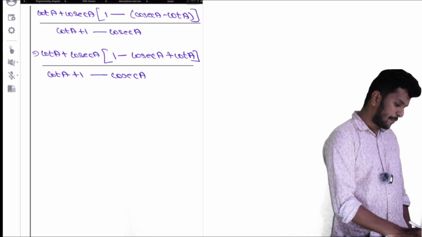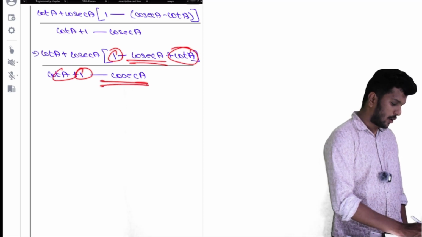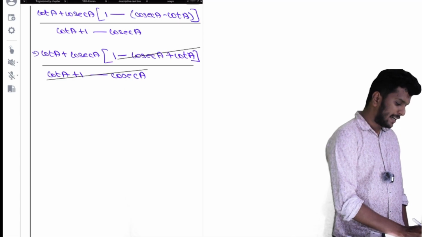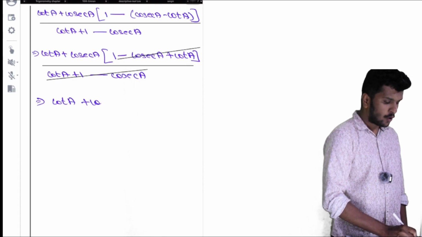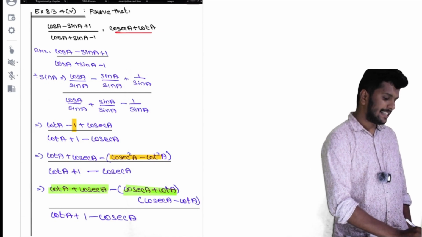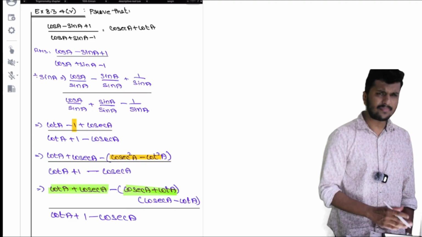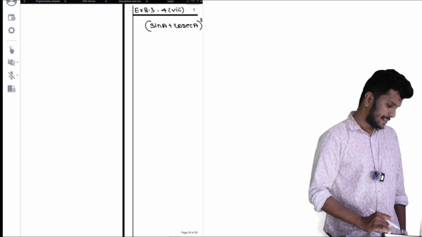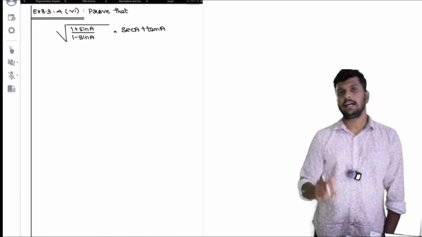So what happens here, you have 1 minus cosec, cot and cot. So basically the denominator and the numerator get cancelled and you have ultimately cot A plus cosec A. Is that what we need in the LHS? Yes, cot A plus cosec A. So the question is done. It's a very easy question if you understand the concept. Yes. Now it's another question.